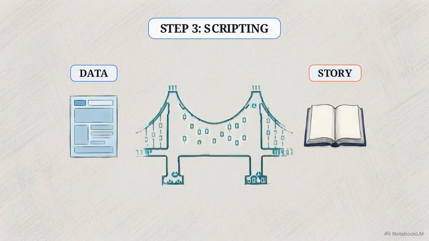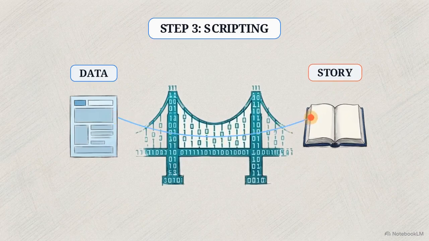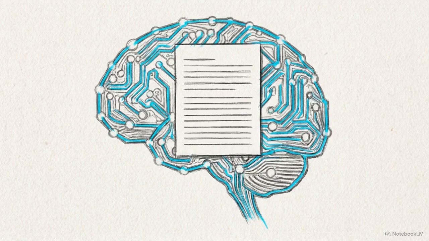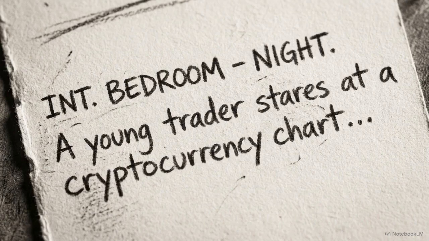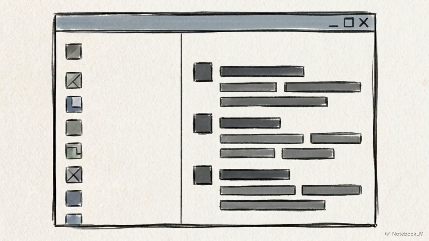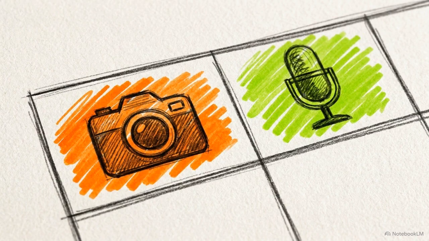Step 3 bridges the gap between data and story. We feed our newly optimized niche data back into the AI to draft a 60-second narrative script. We give the AI a specific studio direction to match our target audience. Write a suspenseful script about a young trader spotting a microscopic flaw in an algorithmic stablecoin. You must prompt the AI to output this script in a split 2-column format. You need the directorial visual ideas isolated on the left side and the spoken voiceover isolated on the right.